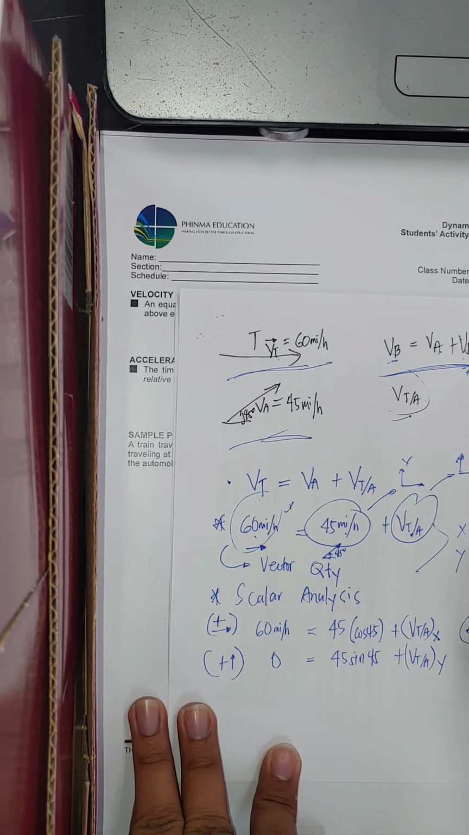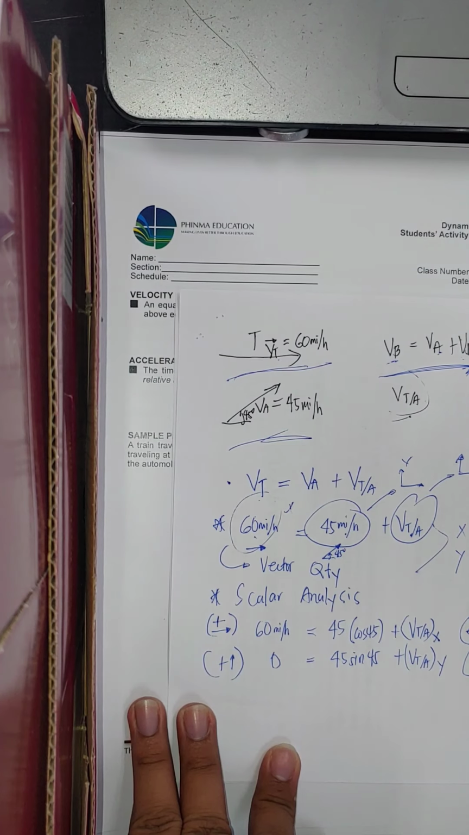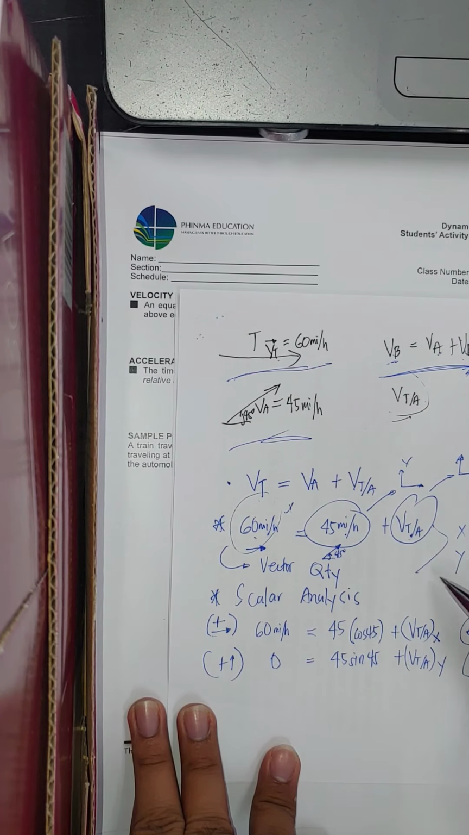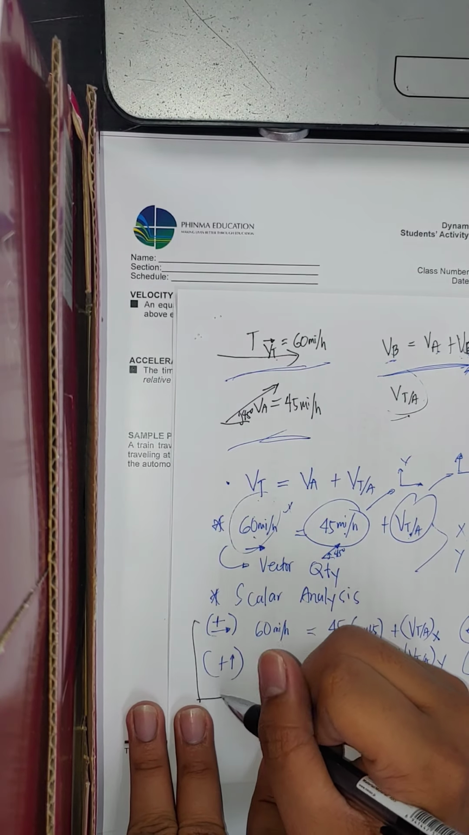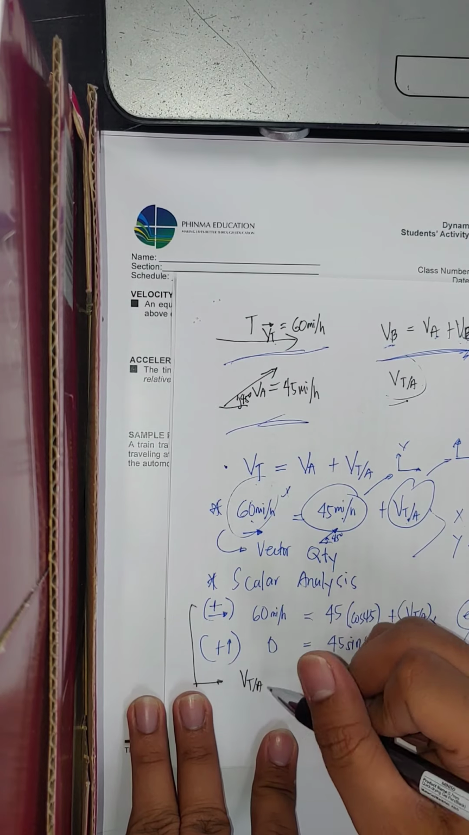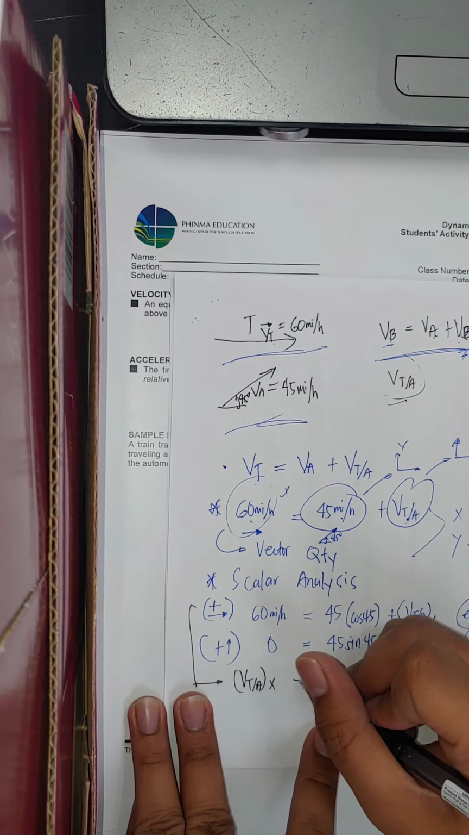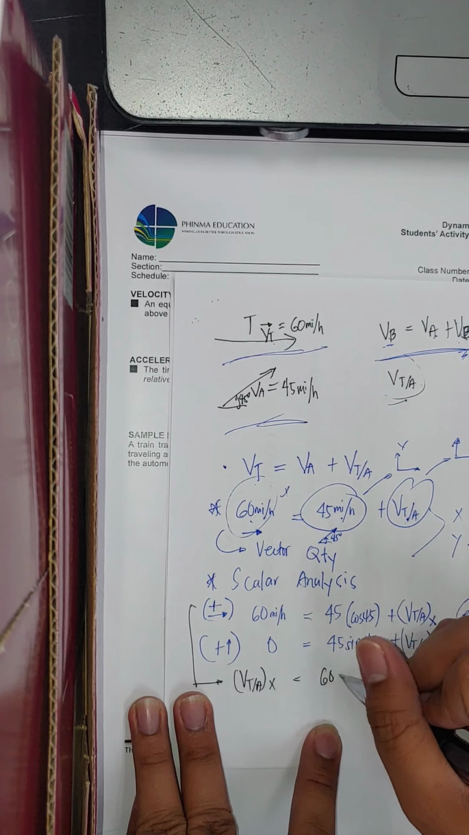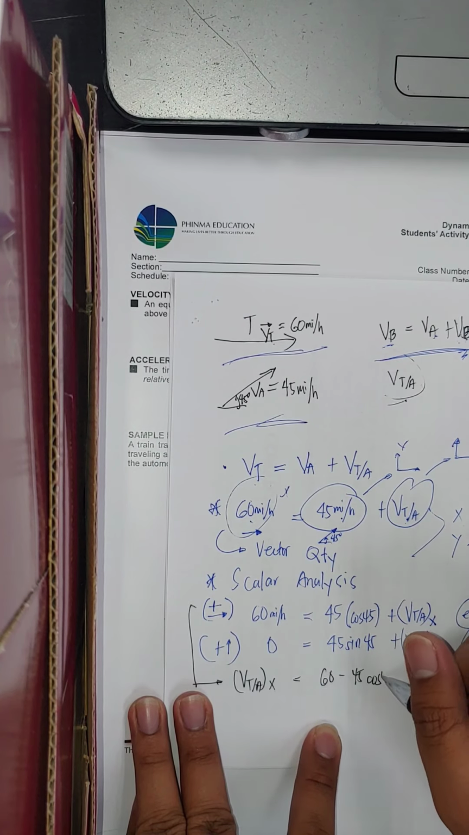Okay. So let's say this is our equation 2. So from these equations, we now have the velocity of the train with respect to A along x and along y. So let's further simplify here, right? So we have the velocity of the train with respect to the automobile along the x component is just equal to 60 minus 45 cosine 45.